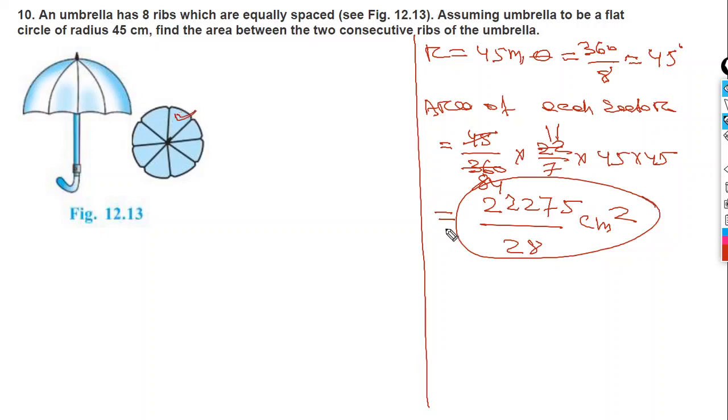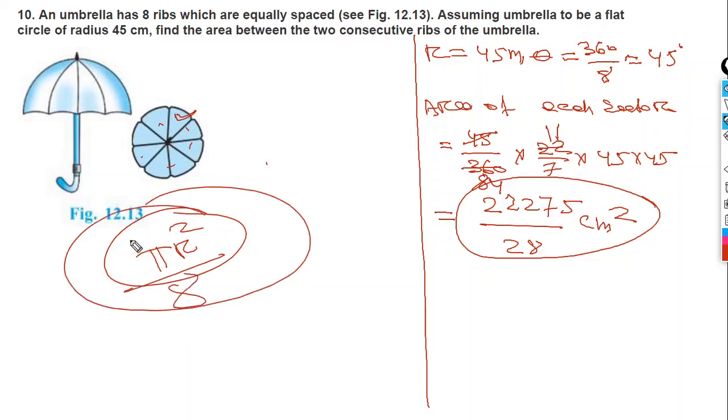Also you can find this by finding the total pi r square. First you will find pi r square, then you know how many sectors: 8 sectors, so divide by 8. It will be simpler for you. This is also not that complicated. So now we will move to the next question.